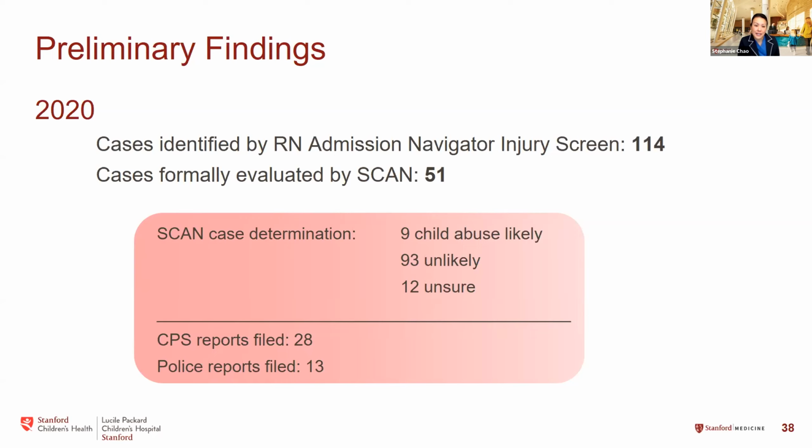positive injury screens identified through the Nurse Admission Navigator. Of these 114 cases, 51 cases were formally evaluated by the SCAN team after their behind-the-scenes review. And out of these cases, 9 children were determined to have sustained likely abuse, 93 were ruled out as unlikely, and 12 were unsure. 28 CPS reports were filed, and 13 police reports were filed.